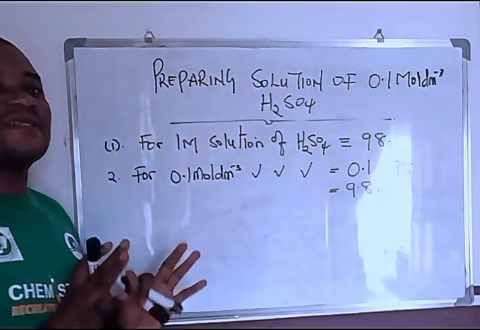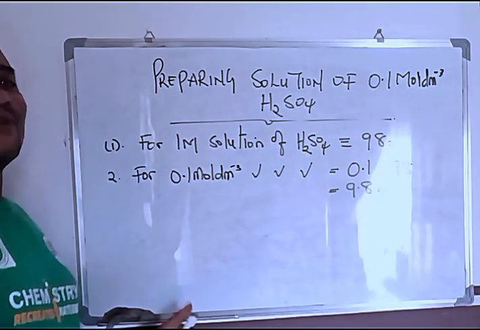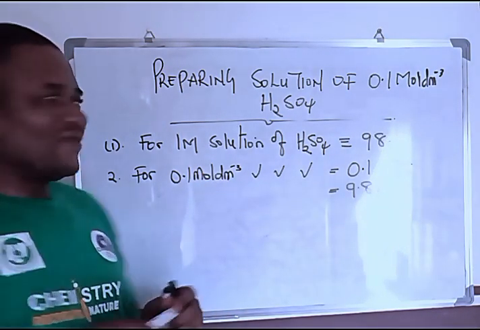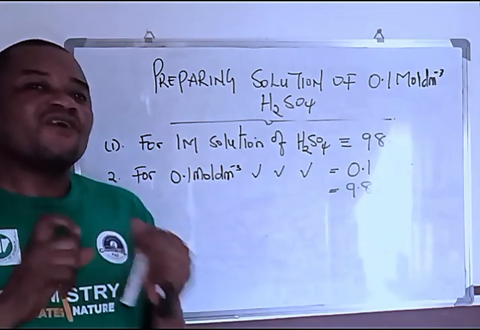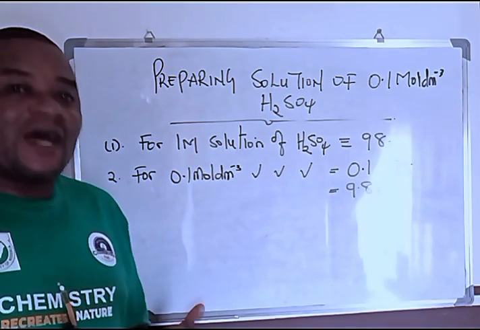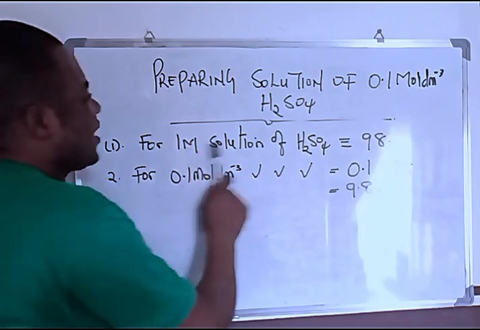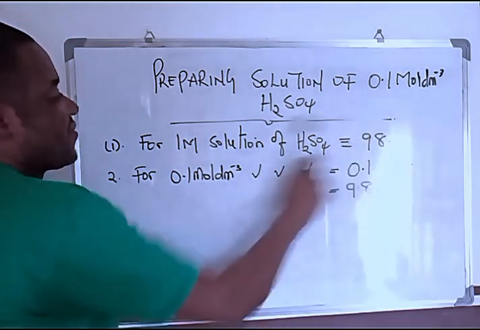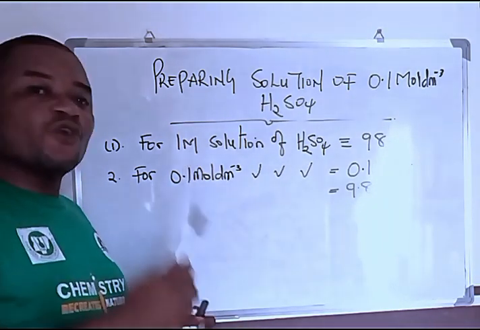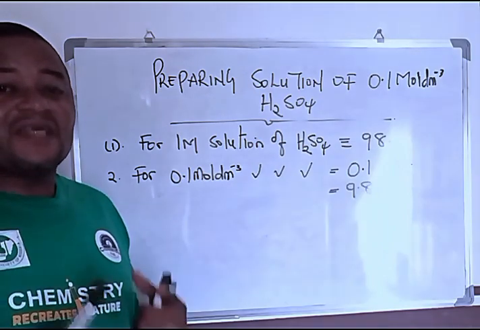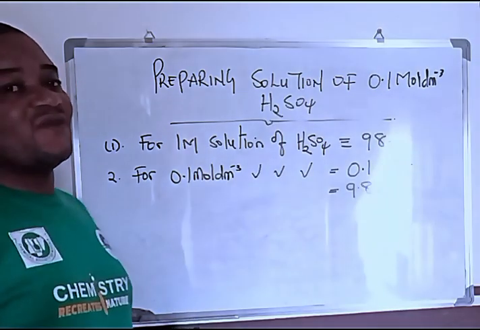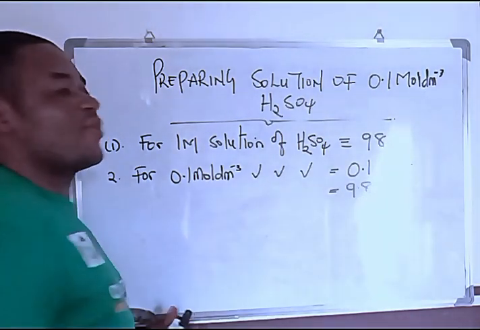That is it. This is the simple, indirect approach you can use to prepare a 0.1 molar standard solution of sulfuric acid. First you understand what 1 molar solution of that particular acid will give you, then you go to what you are asked to determine. For 1 molar solution of sulfuric acid it is 98 grams. For 0.1 molar, you multiply the 0.1 molar you are expected to use in preparing your standard solution by the equivalent of 1 molar of that acid, and that gives you 9.8. So what next?